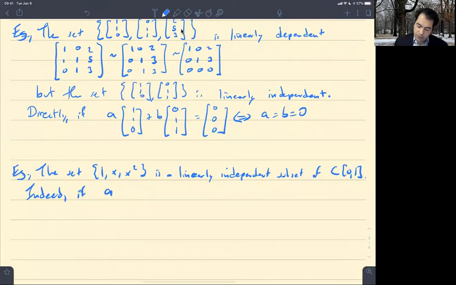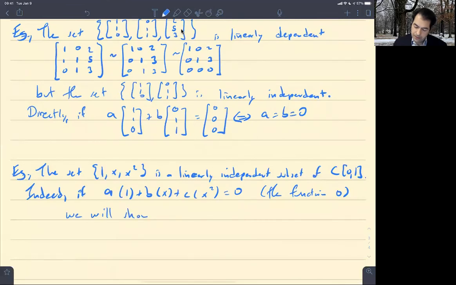if A times 1 plus B times x plus C times x squared is equal to 0, we want to show, notice, emphasize again, this is the function 0, we will show that A, B, and C have to be 0. Okay, this 0 is the 0 in the field. This 0 is the function 0. It's 0 at every x.